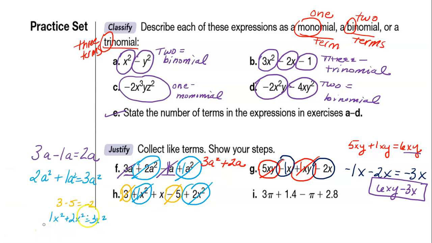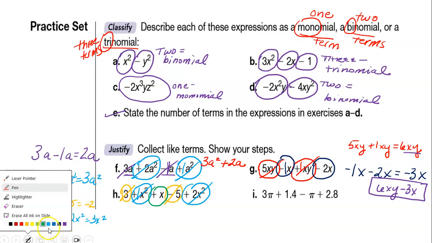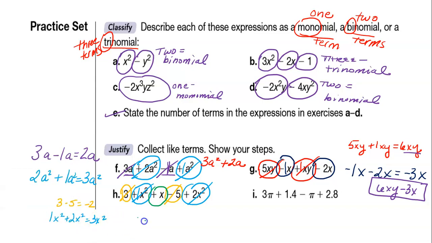And just because x doesn't have something to combine doesn't mean we throw it away. This still has to come down to our answer. So let's go ahead. We'll just use green. That's fine. So we'll start with 3x squared plus x minus 2, and that is our answer.